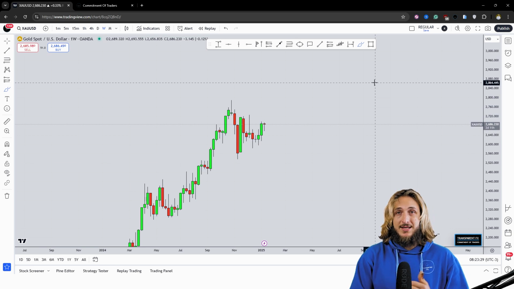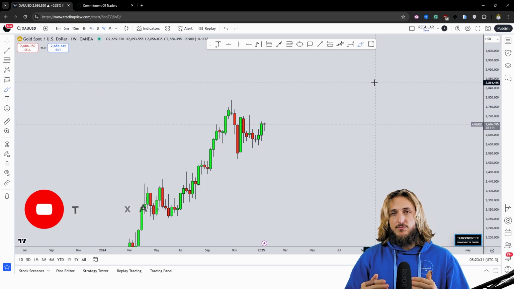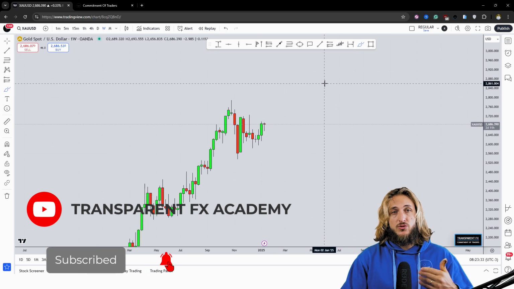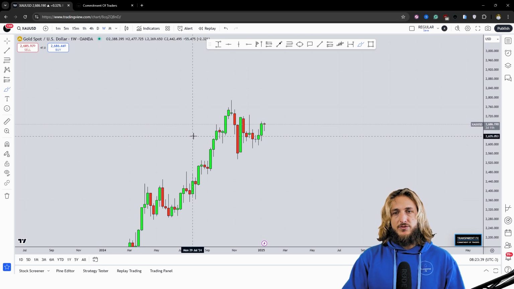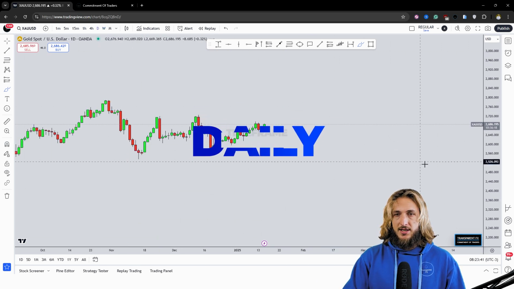Just notice what the market has been developing from a monthly standpoint. So there is a possibility for the market to create yet another monthly higher high, so to continue with the uptrend. So let's keep all of this in mind and drop down on the daily time frame.